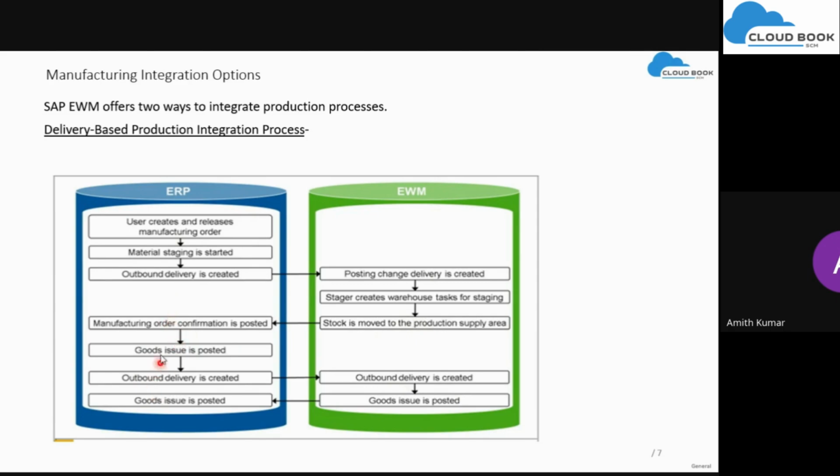Again, you see over here, after the manufacturing order is confirmed, the goods issue gets posted, and that in turn creates the outbound delivery. That outbound delivery is again distributed to EWM, and then this outbound delivery needs to be goods issued. Then again information will be flowing back and forth. So in this delivery-based integration, multiple documents are created between the two systems. So that is the difference.